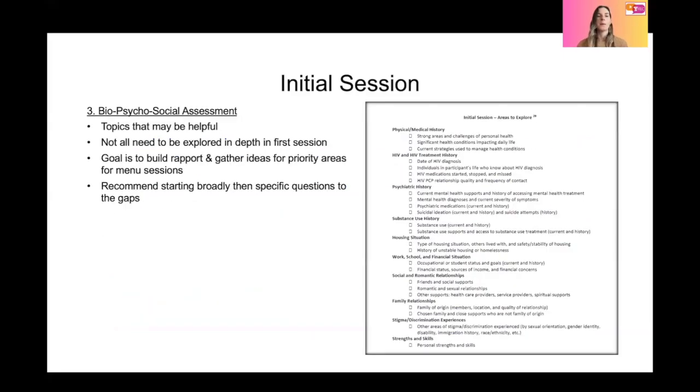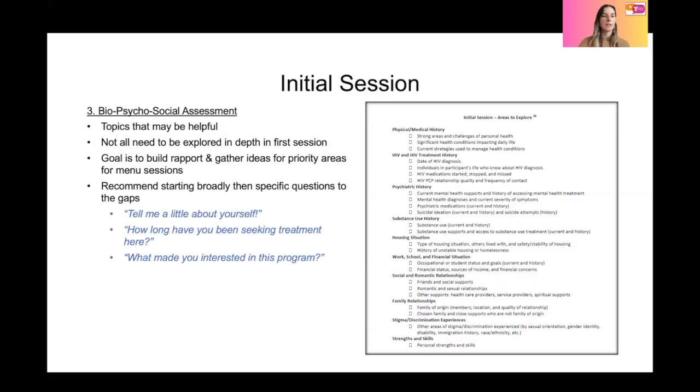Next, you're going to go into the biopsychosocial assessment. And this is just looking at, as you can see, this is from the manual, some areas to explore in the biopsychosocial assessment. This is going to be 10 to 12 minutes, so you're not going to be able to hit every area, but just keeping it conversational and hitting as many of the general areas as possible.